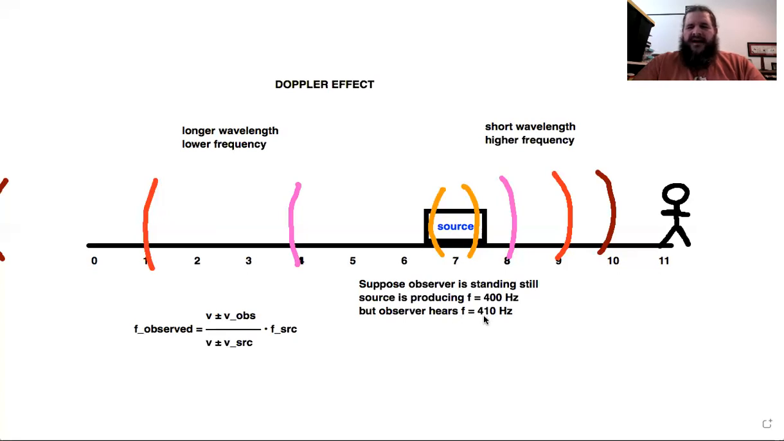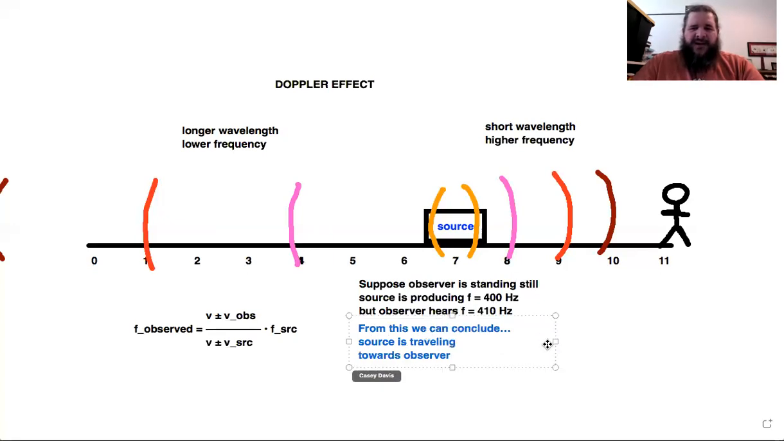First of all, if you're hearing a higher frequency, does that mean the source is traveling towards you or away from you? Yeah, if you're hearing a higher frequency, you know the source is traveling towards you. In fact, even from this diagram, we can see that if the source is traveling towards you, the waves get bunched together. That means shorter wavelength and higher frequency, which is exactly what's being described here. So the source is traveling towards the observer. And we should be able to calculate exactly how fast as well, based on the Doppler shift equation here.